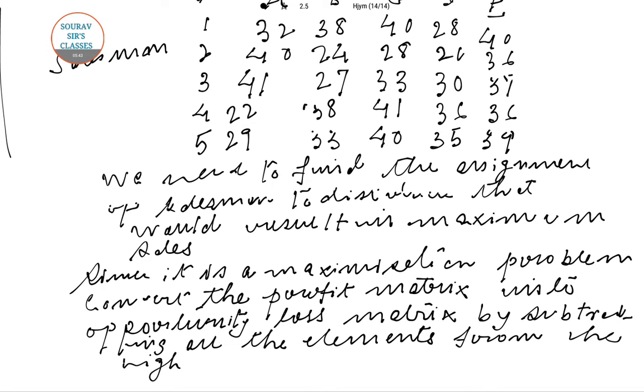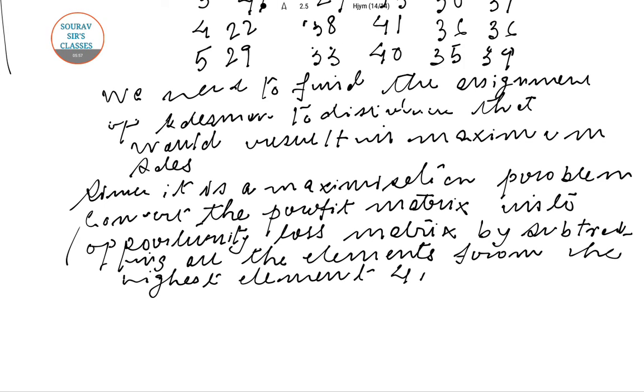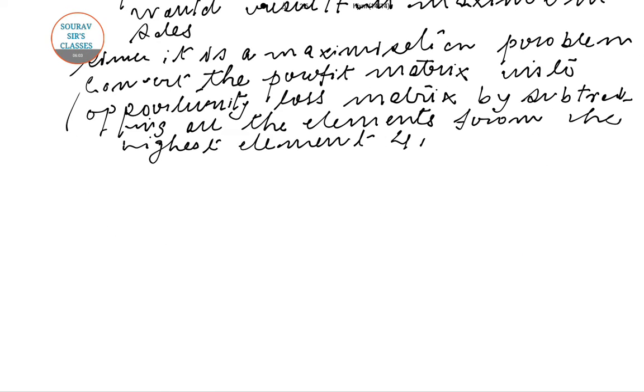You see the highest element here is 41. There is no element which is higher than 41 in the whole group. Okay, so you can write like this: highest element is 41. Okay, let's go ahead and form the table.